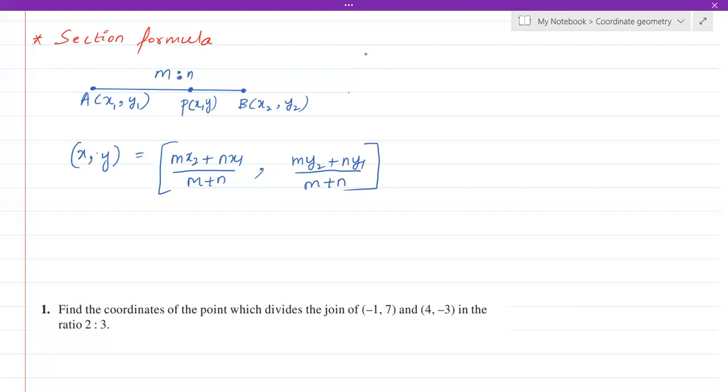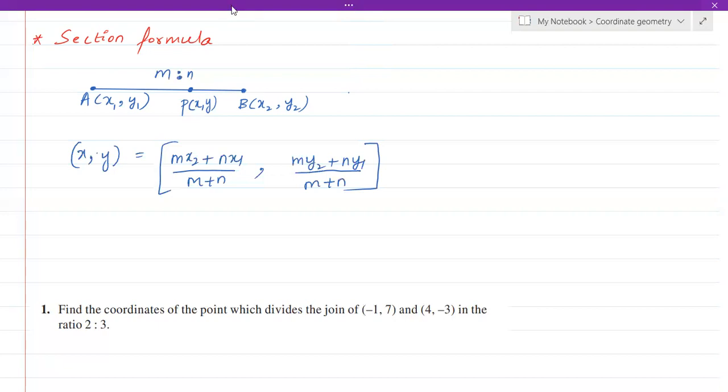Now we have two points A and B. Joining A and B, we get a line segment. If a point P is dividing the line segment in the ratio m:1, then that point P can be found using the section formula, which I have given.